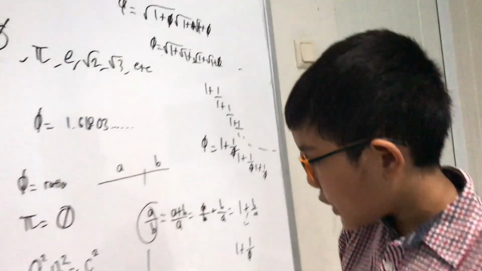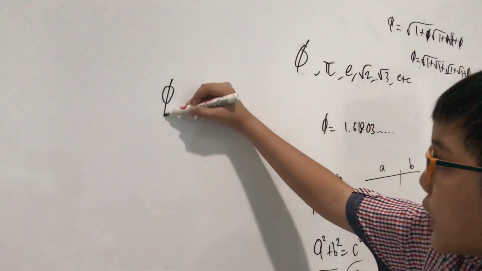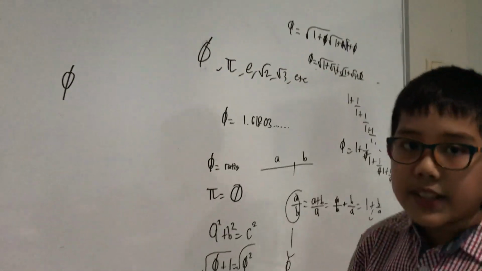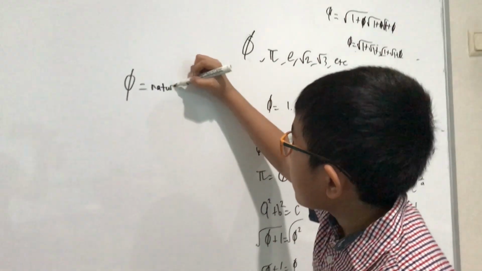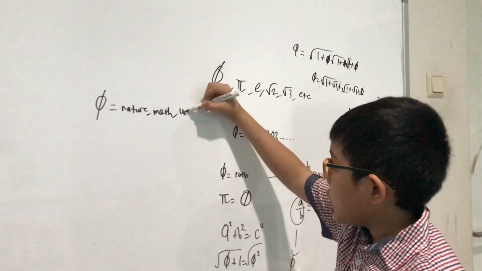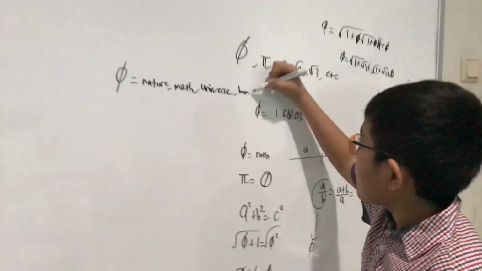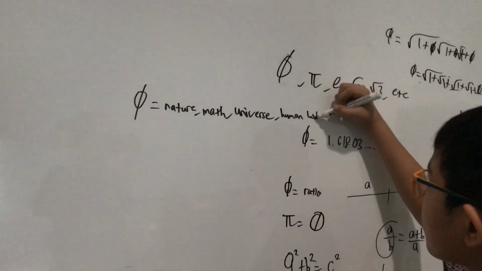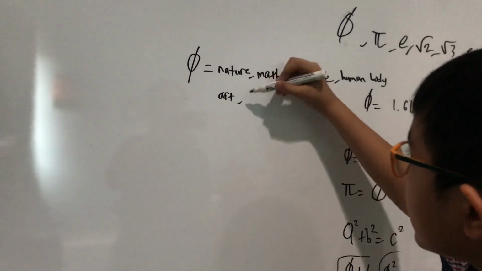But maybe you're wondering, why do we have to study about phi? Well, phi is actually very important to our society because phi shows up in nature, math, of course. It reaches in our universe. It shows up in the human body. And it shows up in a lot of art, such as Renaissance painting and music.